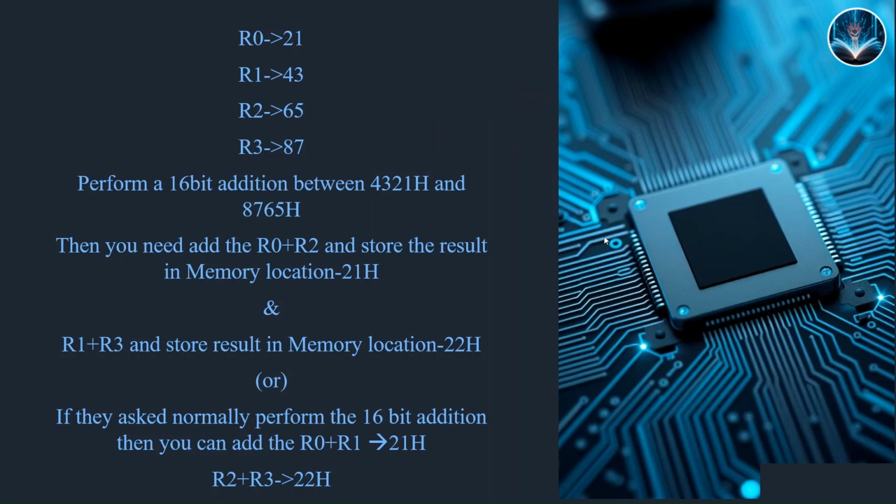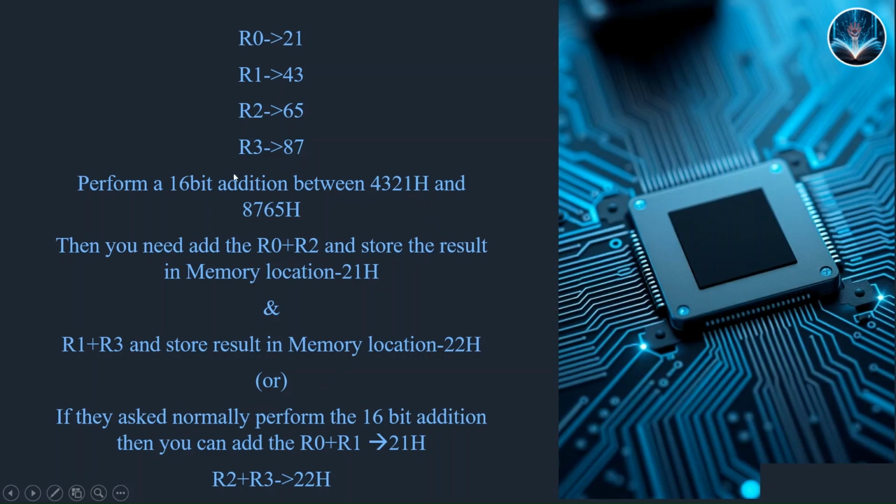If the question is asked like this, 16-bit addition between 4321H and 8765H, then you need to separate 1256 as the LSBs and 3278 as the MSBs. First you add the LSB numbers and store the result in memory location 21H. What is our aim? We need to store the result in some memory location after performing the LSB addition, and then store the result in another memory location after performing the MSB addition.